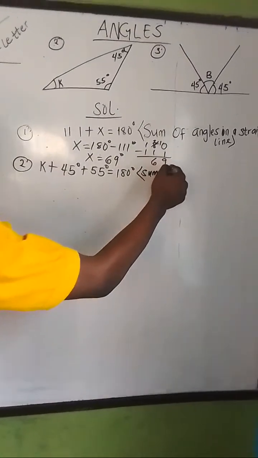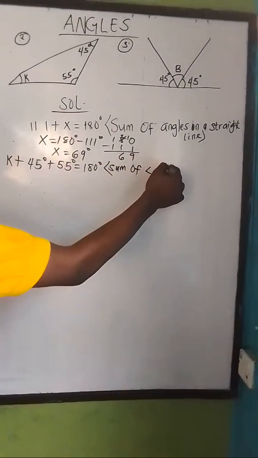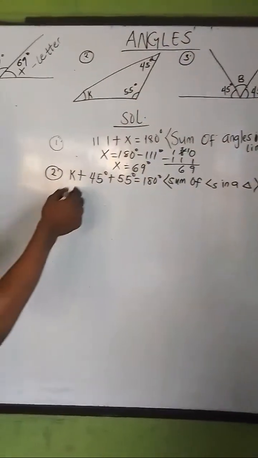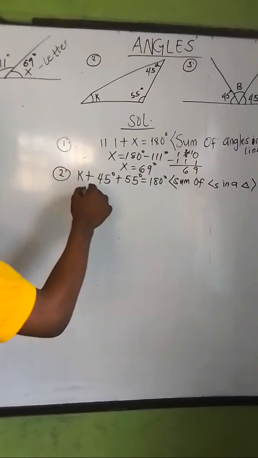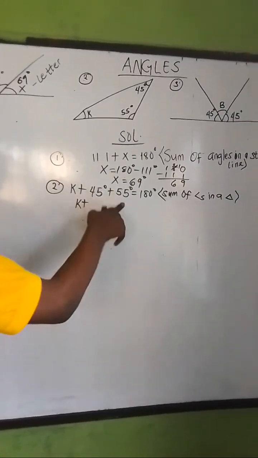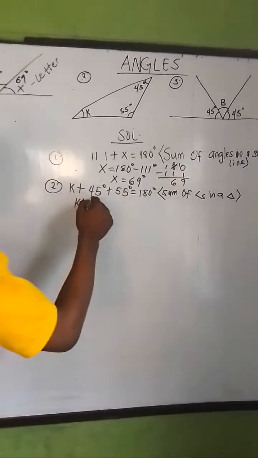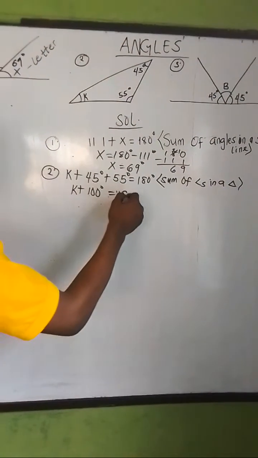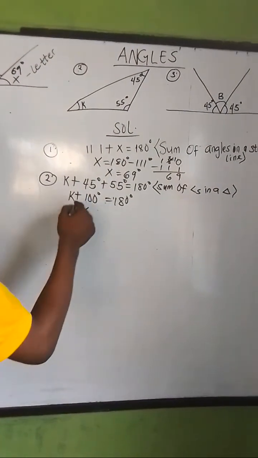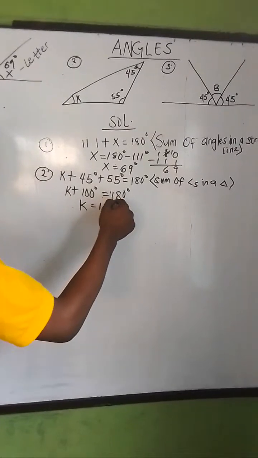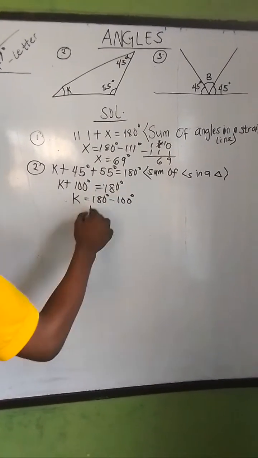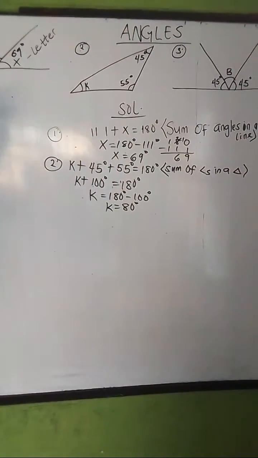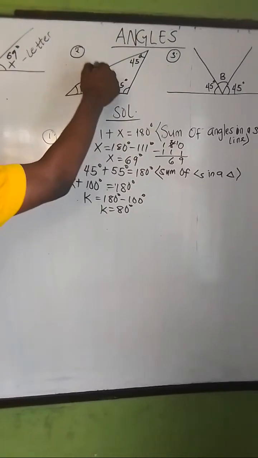Sum of angles in a triangle, that's why it's 180 degrees. So k plus 45 plus 55 gives us 100 degrees, okay, k plus 100 degrees equals 180 degrees. K, we collect like terms now, equals 180 degrees minus 100 degrees. K here is equal to 80 degrees. So that's that for the second. So k here is equal to 80 degrees.